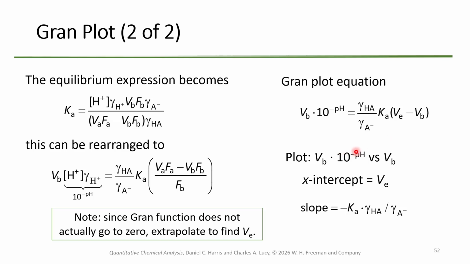And so that's why we plot VB times the 10 to the negative pH versus VB. Right here. The x-intercept is actually going to be VE, because that's where this goes to 0, isn't it? Okay. And so the slope is actually the Ka times the activity coefficient of the HA over the A minus. And that's where you got that slope.